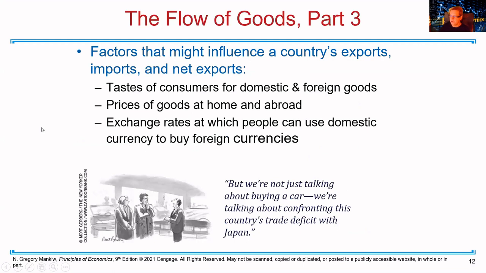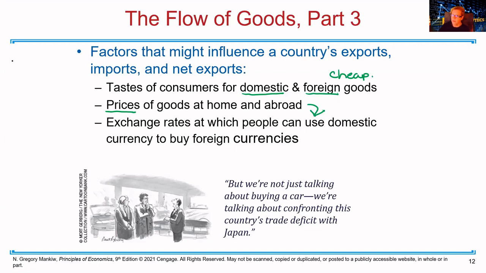Some of the things that influence what we sell and what we buy: the tastes. We like domestic goods made in the USA, but we also like foreign goods because many times they can produce them more cheaply. Semiconductors, those kinds of things, can be produced more cheaply in other countries. Prices become important, prices of goods both home and abroad. And the reason for those prices has to do with exchange rates.